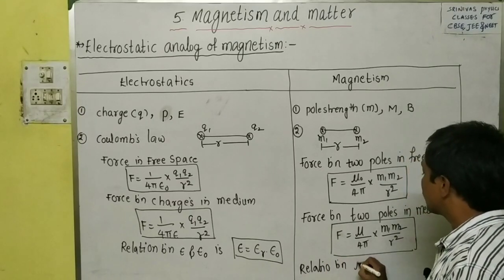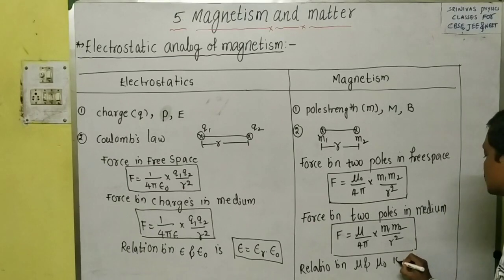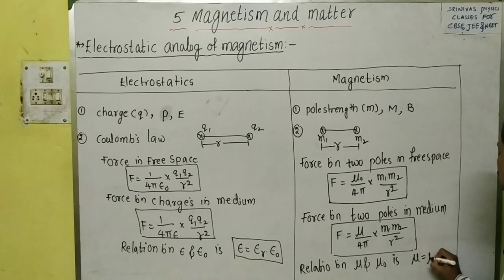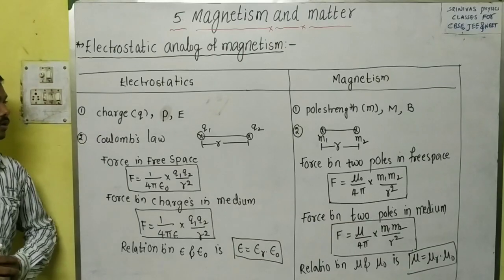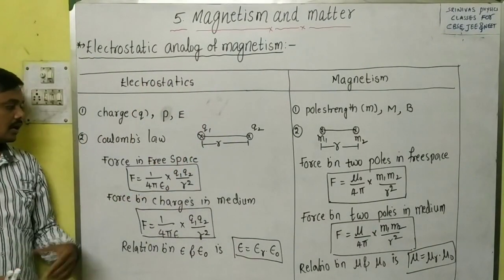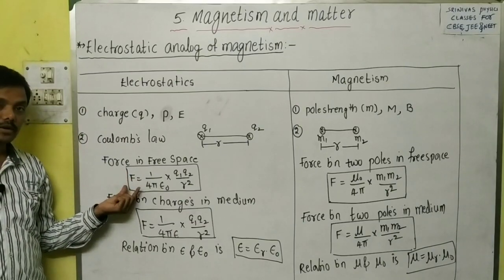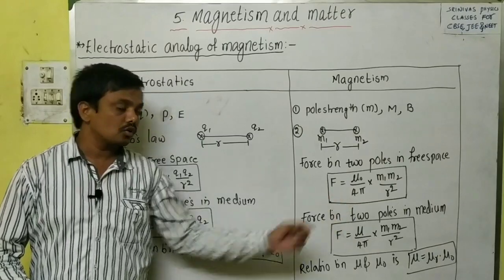The relation between mu and mu naught is mu is equal to mu r into mu naught. Now I am going to continue the comparison of the formulas in electrostatics and magnetism. In electrostatics, Coulomb's law gives the force between two charges. Here, it is the force between two poles.